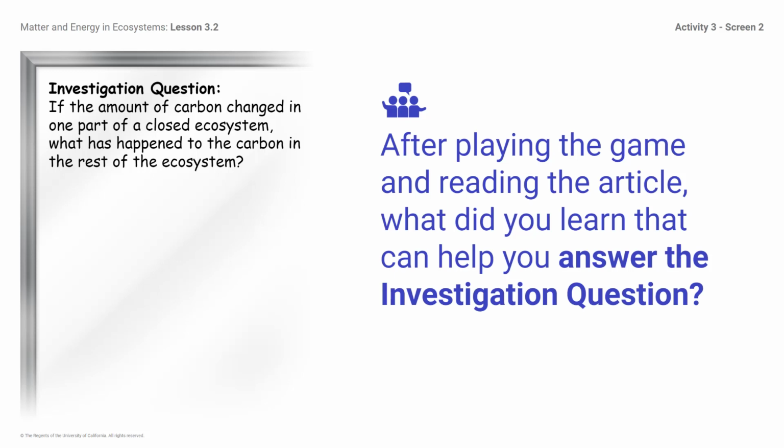When there is more carbon in the abiotic part of the ecosystem, there's less carbon in the biotic part of the ecosystem, and vice versa. If the amount of carbon in abiotic matter increases, what is also happening to the amount of carbon in biotic matter? If abiotic carbon increases, then biotic carbon decreases. If the amount of carbon in abiotic matter decreases, what is also happening to the amount of carbon in organisms? If abiotic carbon decreases, then biotic carbon increases.